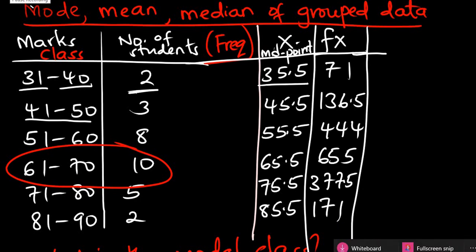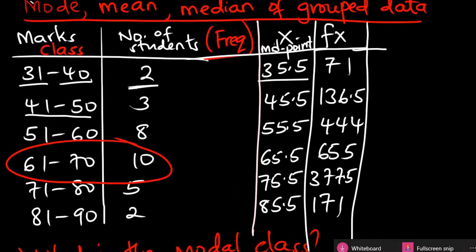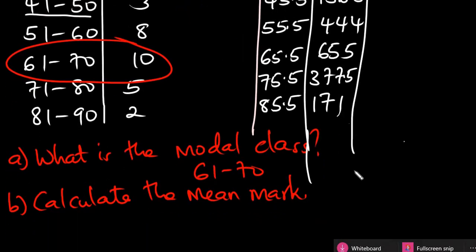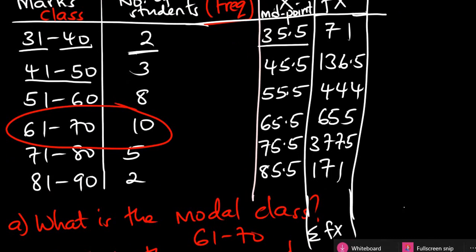Okay, so we have done that. We have the total marks for each class. So let's get the total mark for all of them now. We're going to get the summation of fx. Here we are getting the total marks for all students.